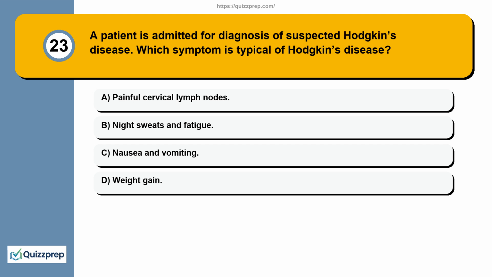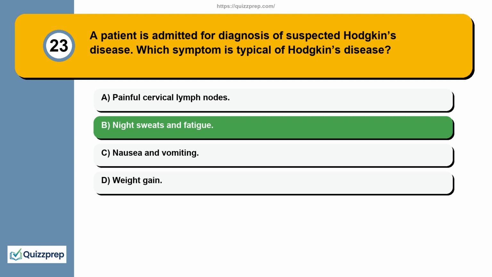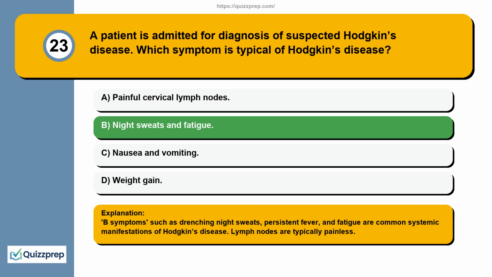Question 23. A patient is admitted for diagnosis of suspected Hodgkin's disease. Which symptom is typical of Hodgkin's disease? Painful cervical lymph nodes, night sweats and fatigue, nausea and vomiting, weight gain. B. Symptoms such as drenching night sweats, persistent fever, and fatigue are common systemic manifestations of Hodgkin's disease. Lymph nodes are typically painless.